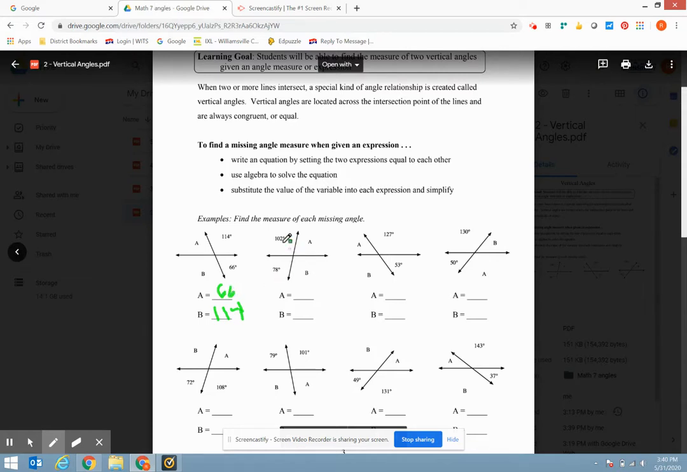Okay, and then same thing here. These are opposite and these are opposite. So this angle and this angle should be equal. So if this angle is 78, then A is also 78.